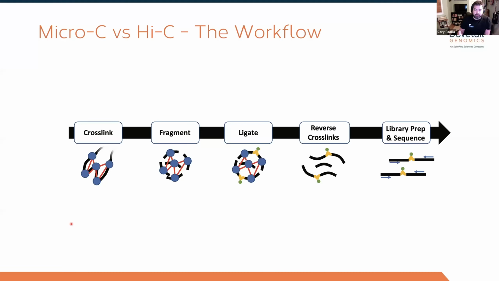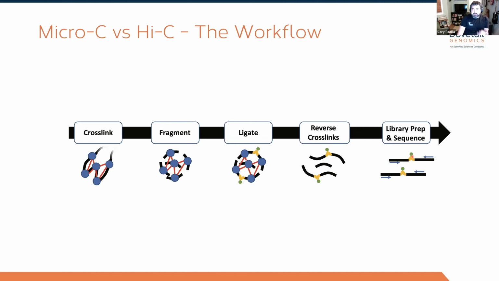So first, let's talk about the core workflow here. For those who have done proximity ligation work like Hi-C before, should seem very similar to you. You start with cross-linked cells, then that chromatin is fragmented. Those free ends are then ligated back as a proportion of three-dimensional space. And then those crosslinks are reversed, DNA is purified, and then you make a sequencing library.